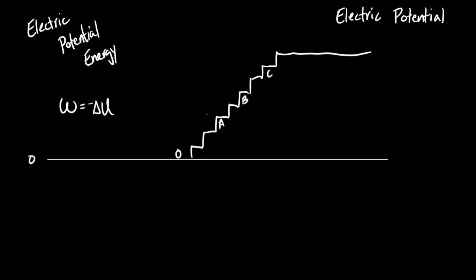Do you need me to say that statement again? Electric potential is about space, about a place, a location, while electric potential energy is about objects.